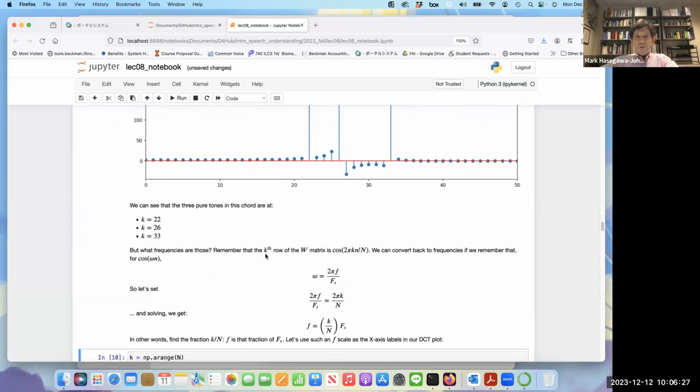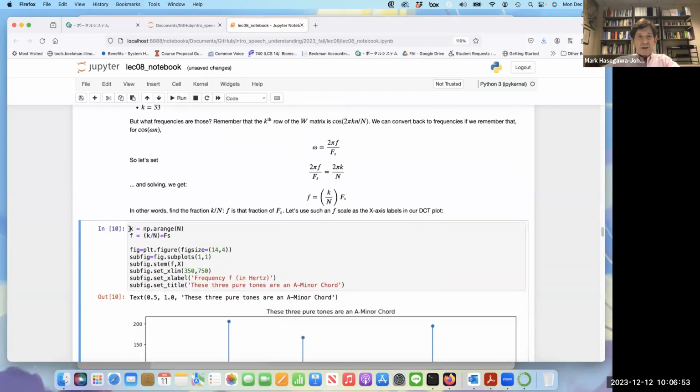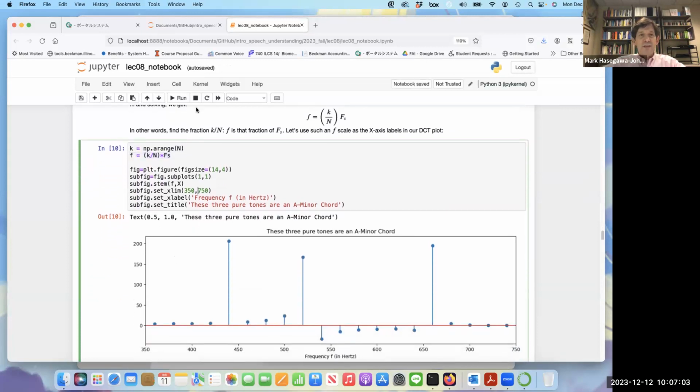So what frequencies are those? Remember that the kth row of the W matrix has the pure tone at 2 pi times k times n over capital N. So I want to find out 2 pi times little f over Fs is equal to 2 pi times little k over capital N. And if I solve that, I find that the frequency little f is little k over capital N times the sampling frequency. So I can find little f is k over capital N times Fs.